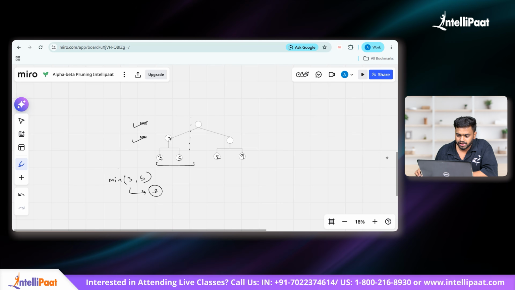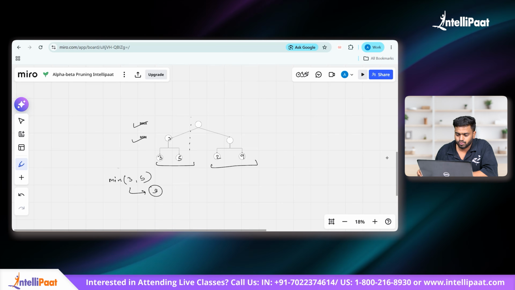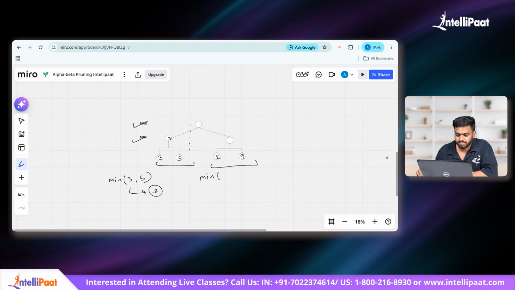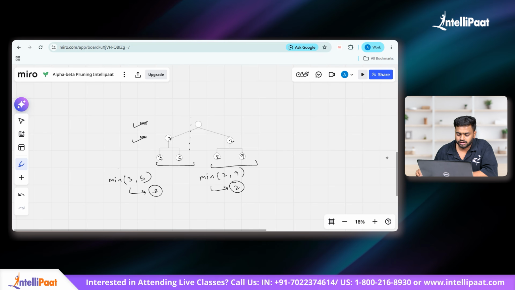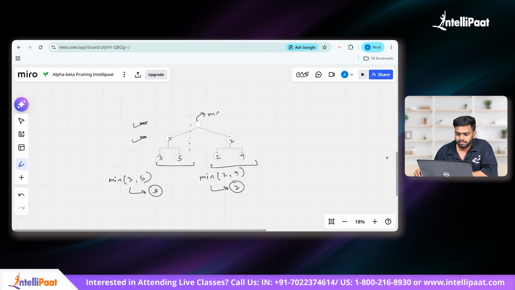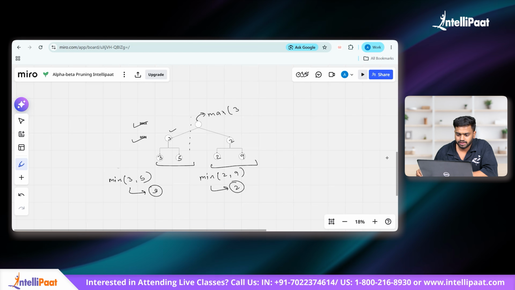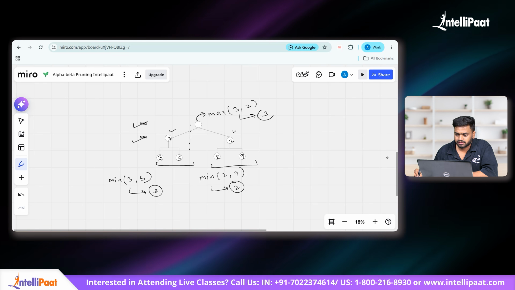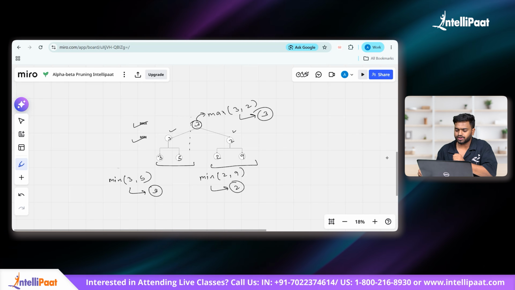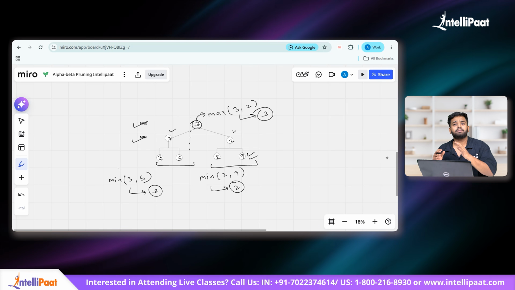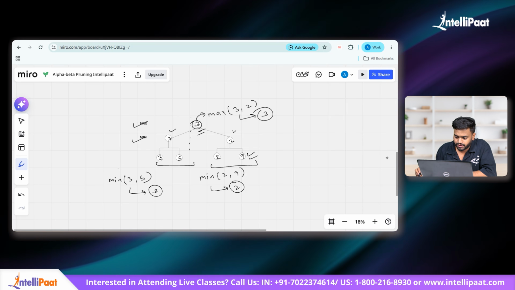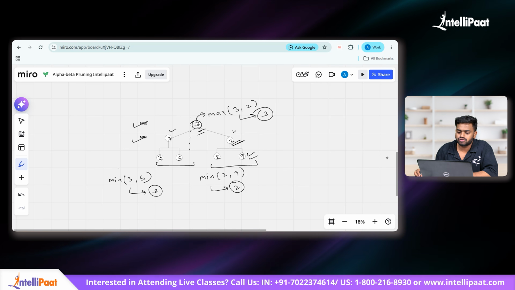So we will have 3. And for the right node, we have 2 and 9. So we'll calculate the minimum of 2 and 9. So we will have 2 over here. Now for the top node, we'll calculate the max value of 3 and 2. So we will get 3. So the optimal value becomes 3 over here. Notice that although 9 is the largest number in the tree, max never gets the value of 9 because the opponent will always choose the number 2.